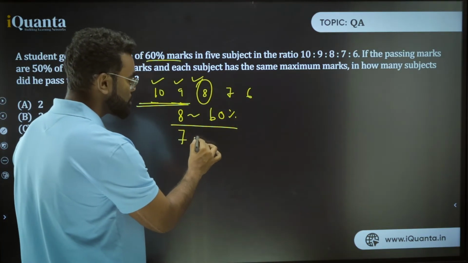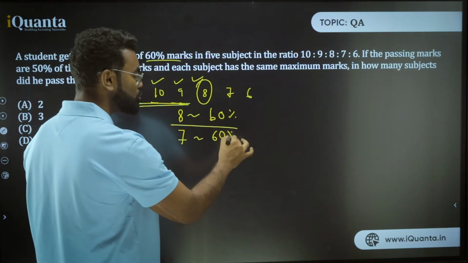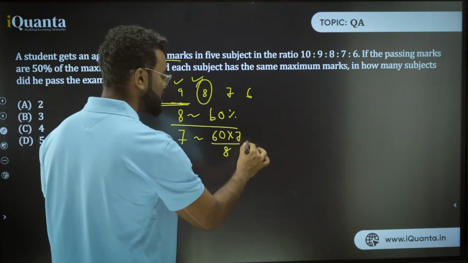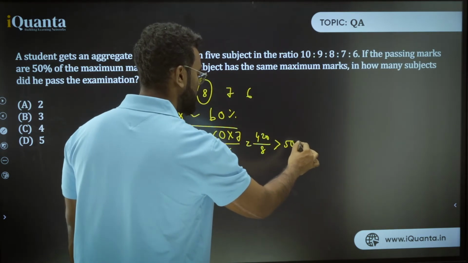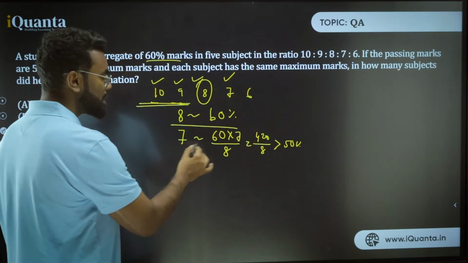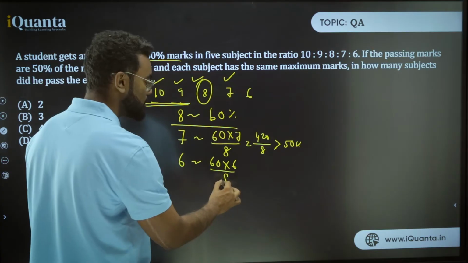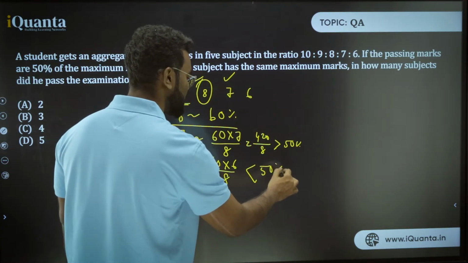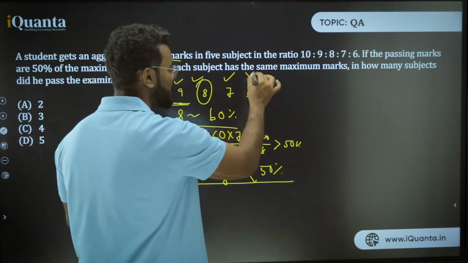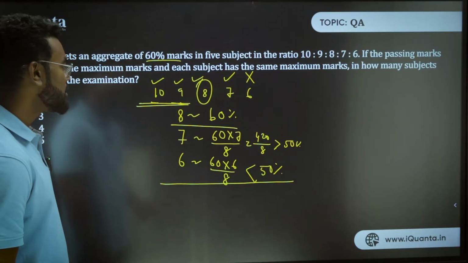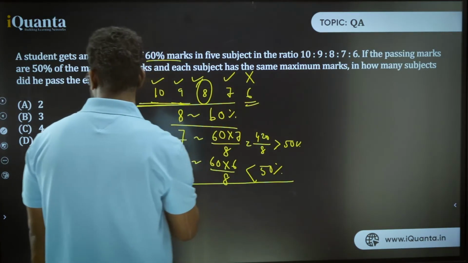So think about 7. If 8 is equivalent to 60%, 7 is equivalent to 60 into 7 upon 8, which is 420 upon 8, and which is more than 50%. So that means in 7 also he passed. Now what is 6 equivalent to? That is 60 into 6 upon 8, which is less than 50%. I can see very clearly that in 6 he did not pass. So he failed this exam where his score is in the ratio of 6. That means he passed in these 4. So your answer is 4.